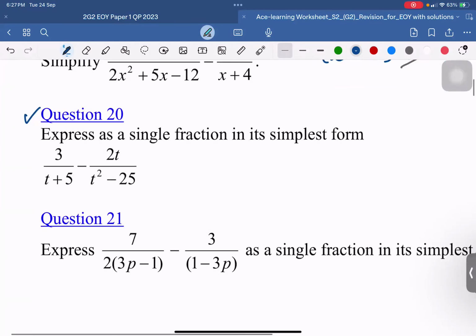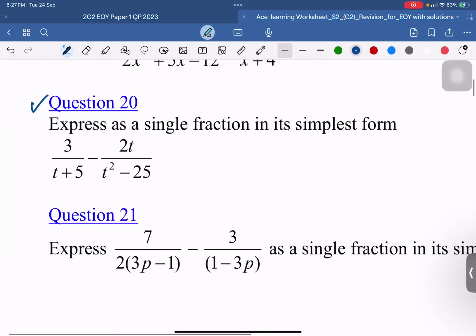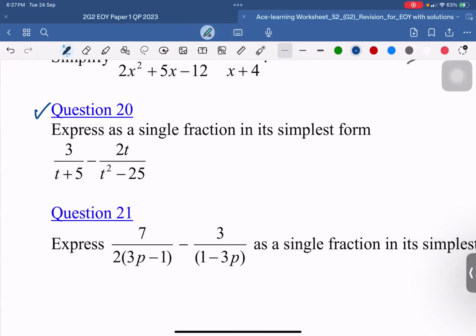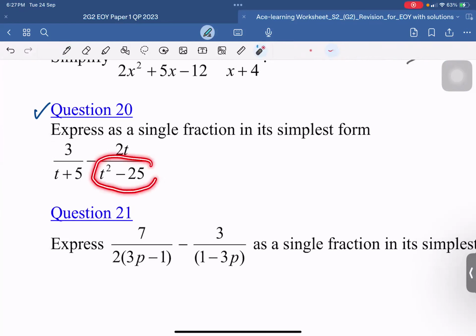Anyway, paper 1, paper 2, all the same, all need to do. Okay. Express as a single fraction in the simplest form. So in this case, we must make the denominator the same before we can combine.